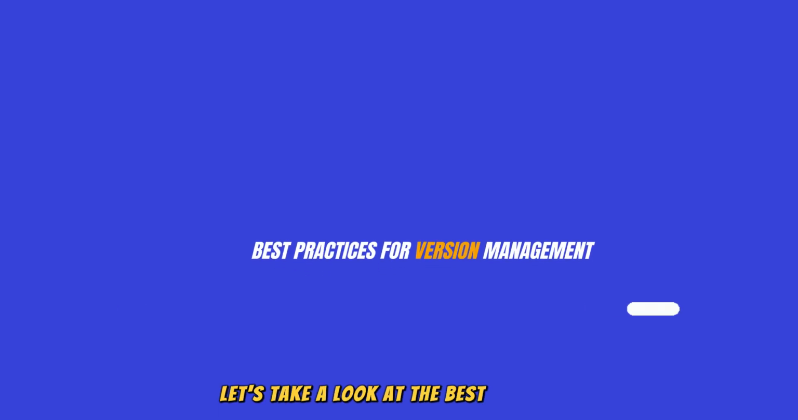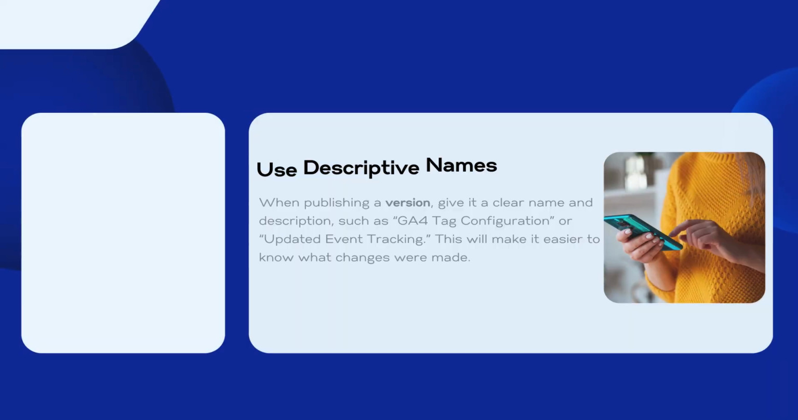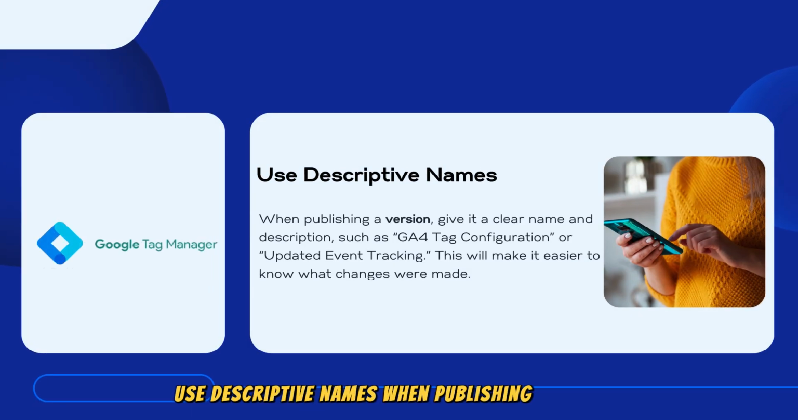Let's take a look at the best practices for version management. 1. Use descriptive names. When publishing a version, give it a clear name and description, such as GA4 tag configuration or updated event tracking. This will make it easier to know what changes were made.